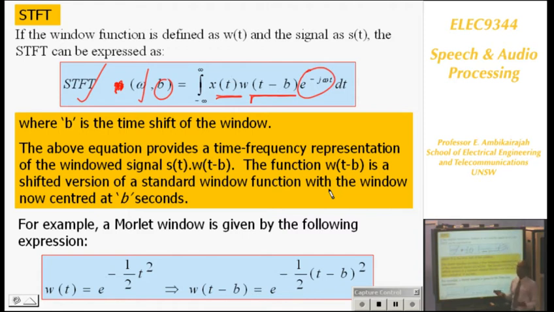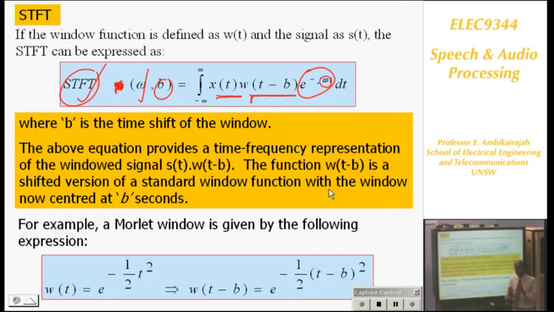So if you're trying to find, is there a 50 hertz component available, you put a 50 hertz sine waveform here, and evaluate the integral. If 50 hertz is available, the magnitude of the short-time Fourier transform will be very high. If the 50 is not available, the magnitude will be relatively low. So depending on what frequencies you want to find out, you change this frequency. That's how you do the short-time Fourier transform.